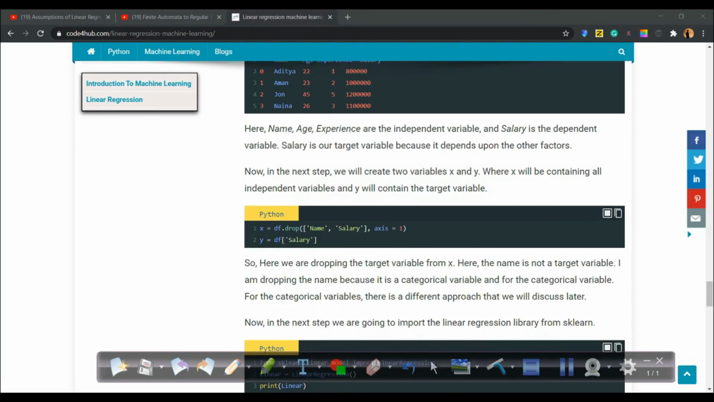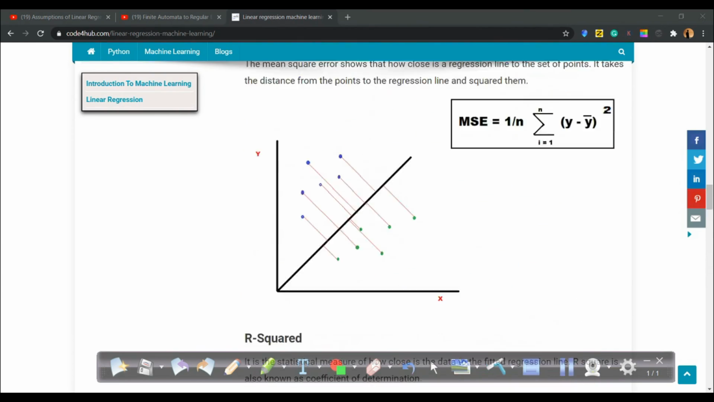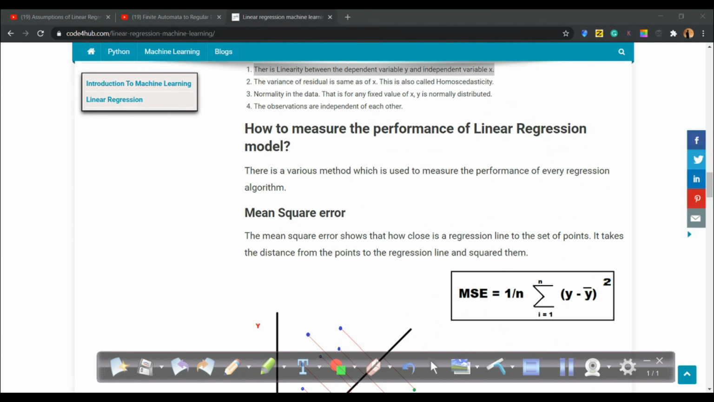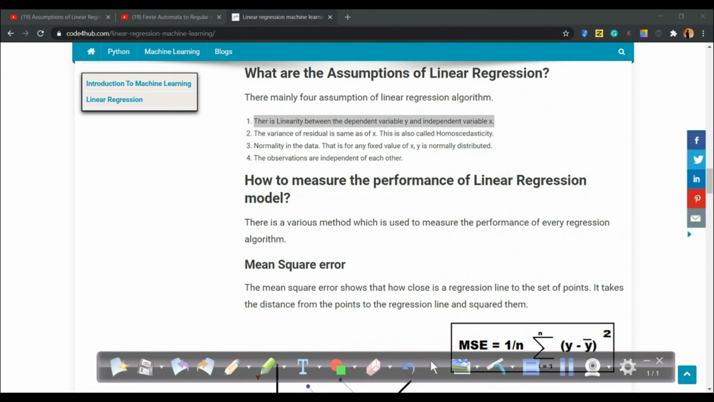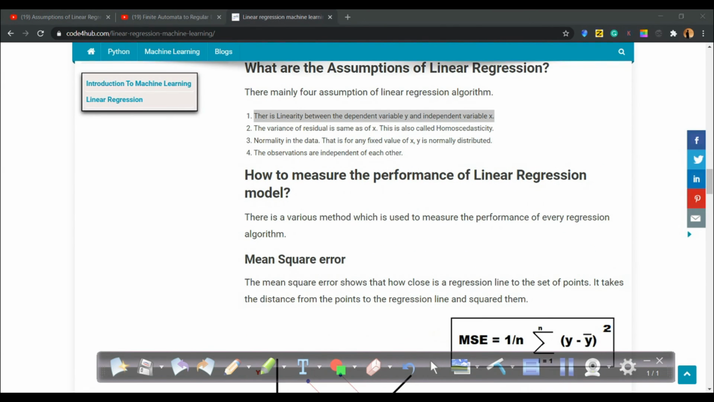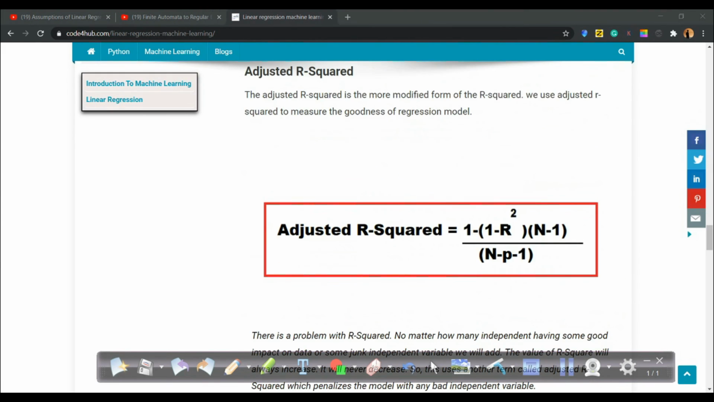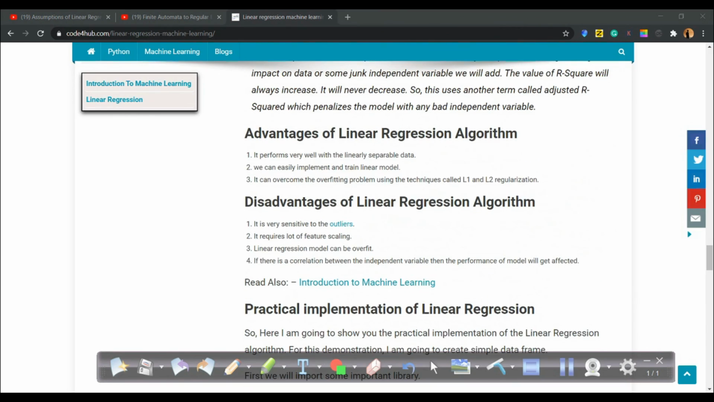I will make a separate video on these performance methods, because I don't want this video to be much longer. Let's keep it short because it has already become too long. So I will make a separate video on these performance measures.